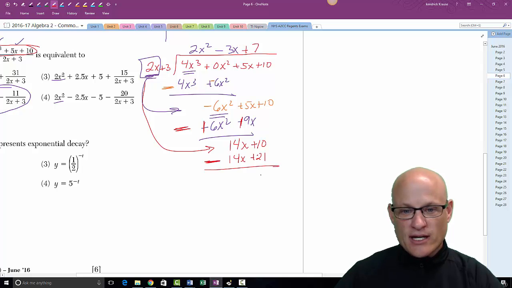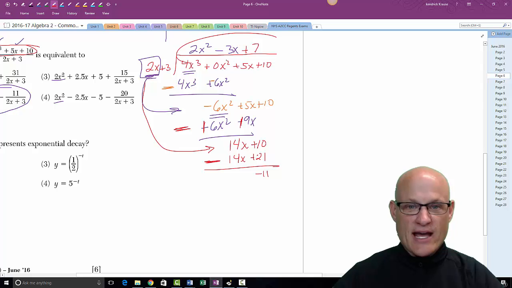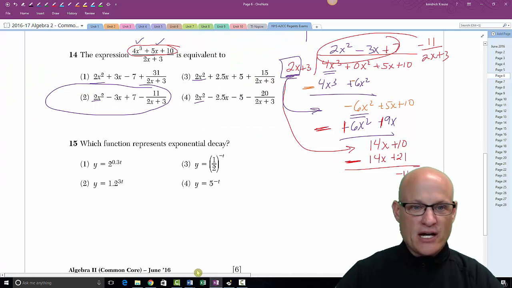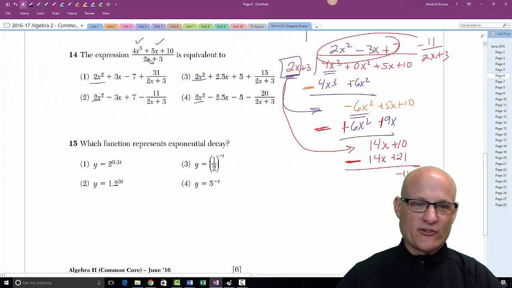Subtract. I get negative 11. So my answer is 2x squared minus 3x plus 7 minus 11 over 2x plus 3, because that's the remainder theorem, right? There we go. Now, that's one way to solve that problem.